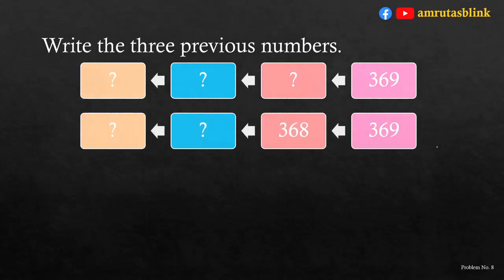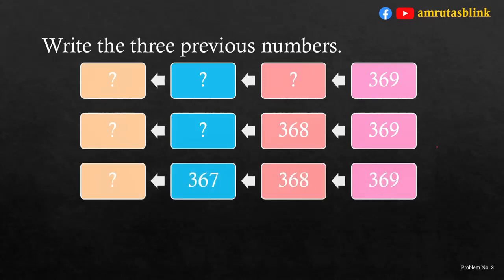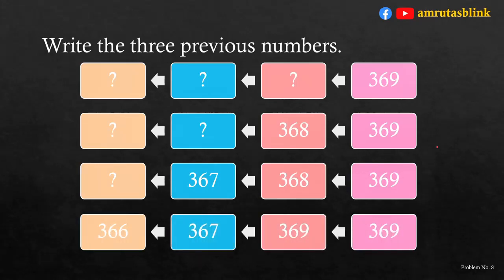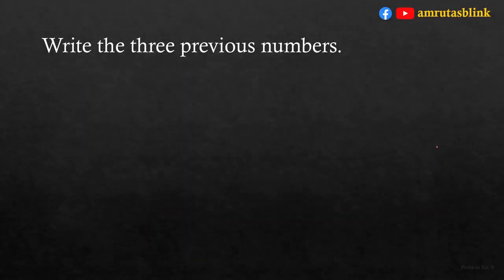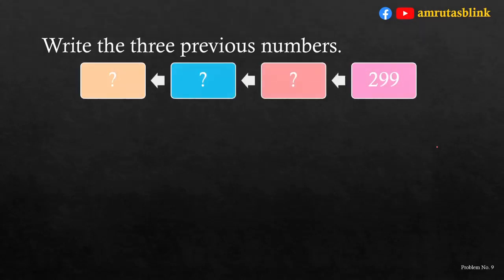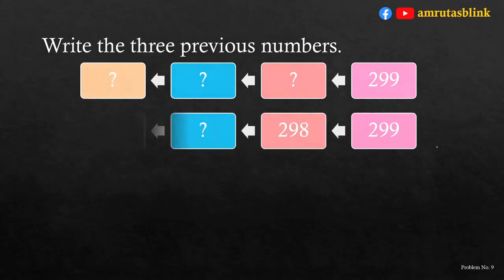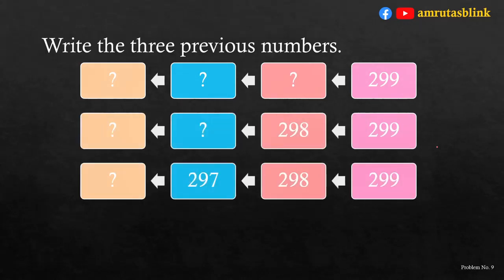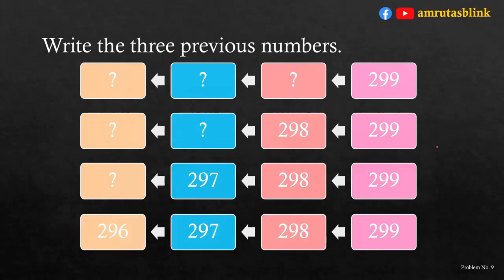369. So 369 minus 1 is 368. 368 minus 1 is 367. 367 minus 1 is 366. Next question. 299. Now 299 minus 1 is 298. 298 minus 1 is 297. 297 minus 1 is 296.